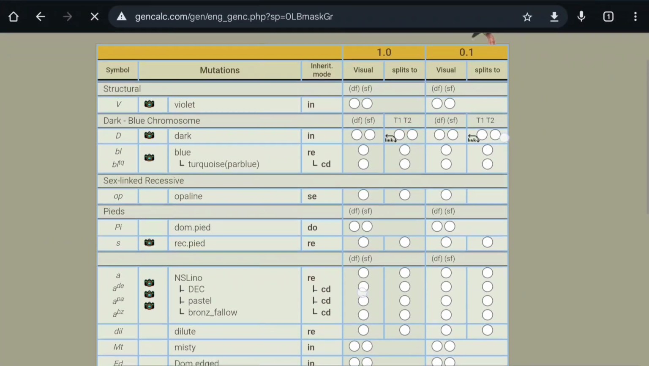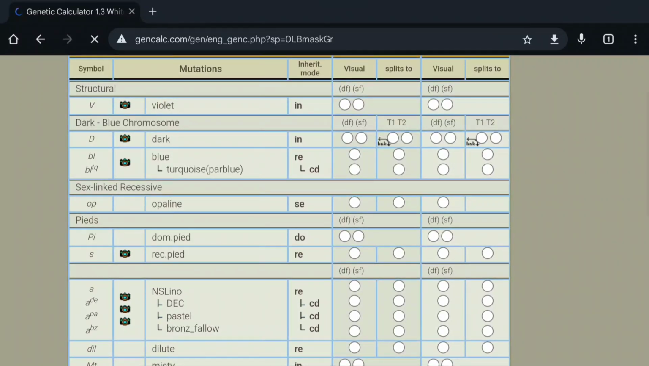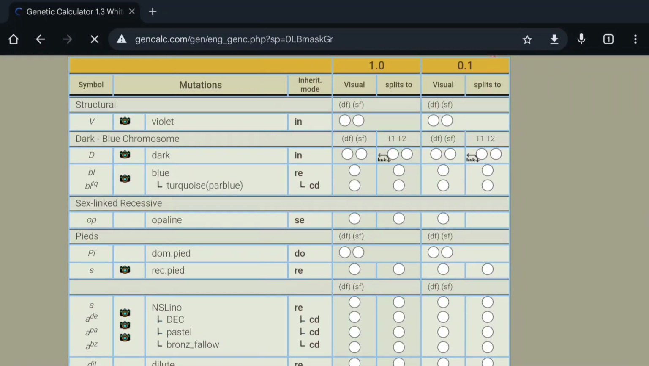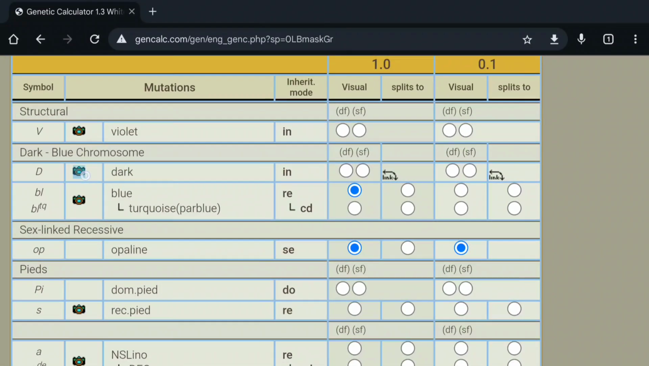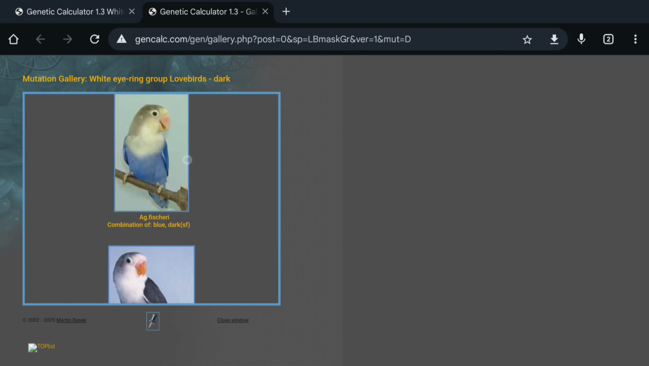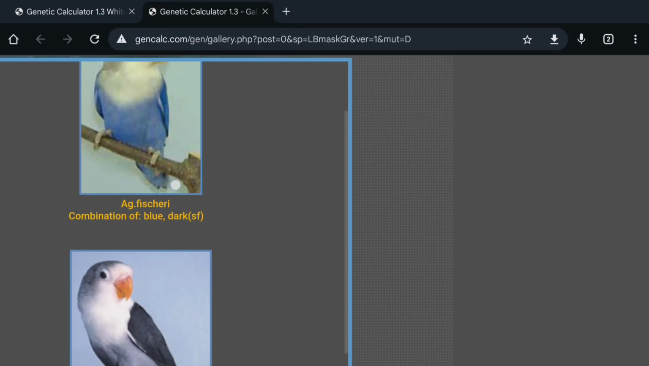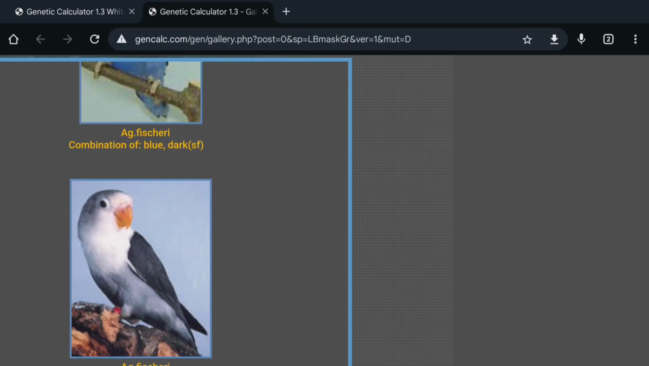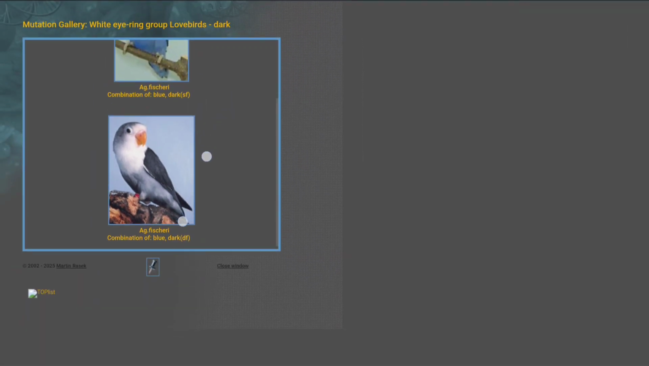Now let's do one more thing. Let's do cobalt opaline. Okay, as you can see this row which is dark, as when we say single factor we are actually talking about this which is cobalt. When we say double factor we are actually talking about mauve or this black bodied fishery.